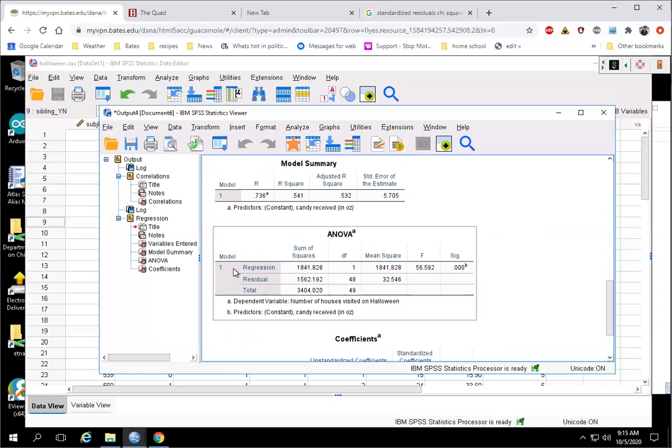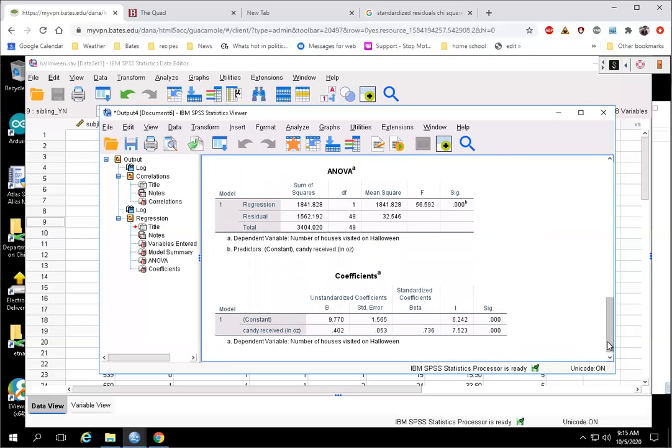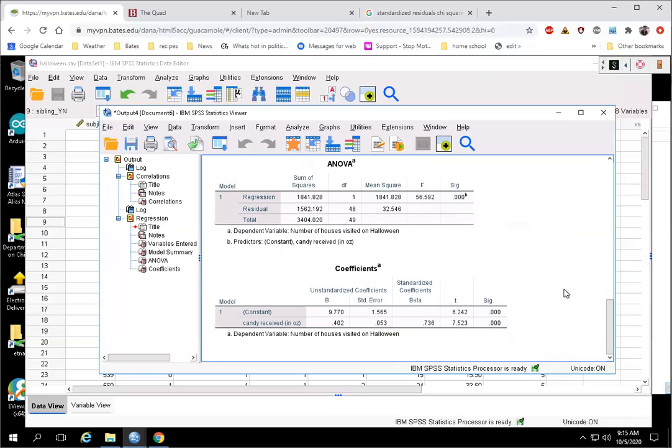Here's our ANOVA table telling us whether our regression analysis is significant. So here's our degrees of freedom, the F obtained for that analysis, and then this p-value is telling us that yes, this is a significant regression analysis. And then down here we have the ability in this sort of arcane table of coefficients to figure out the slope of the line. It's here under this B column, the two components of our equation for the line. And so the slope is here under the candy received, this 0.402.